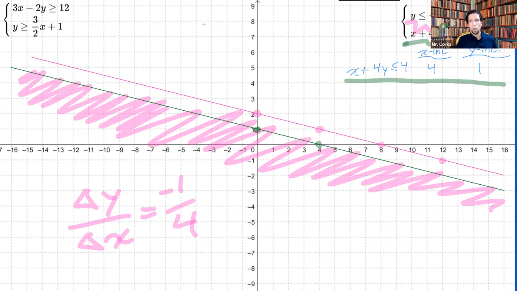Okay, like that. And are we shading above or below this one? Above. We say above, okay? So let's not make the same mistake we had last time. Let's test a point here.